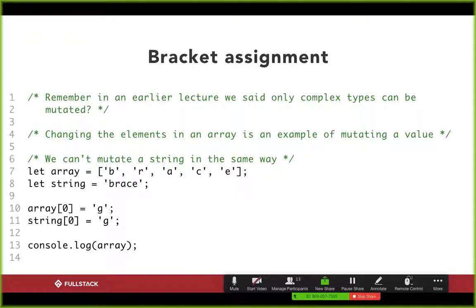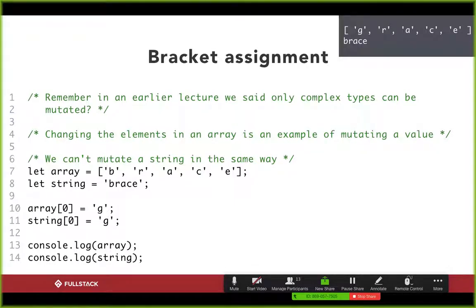So here's an example. We have an array and a string. In both cases, I try to change the value of the first element to a G. And with an array, it works. With a string, it stays the same, right? So with an array, it becomes Grace. And with a string, we still keep it as Brace. Because once again, we cannot change one aspect of a string after we've created it. We can only create a brand new string.